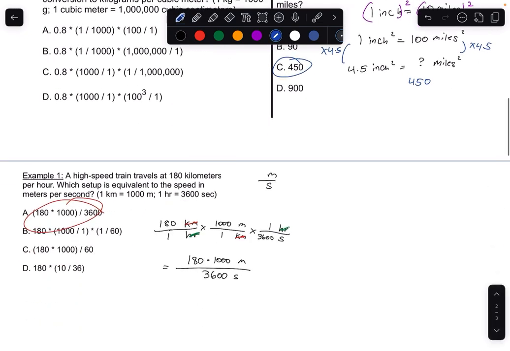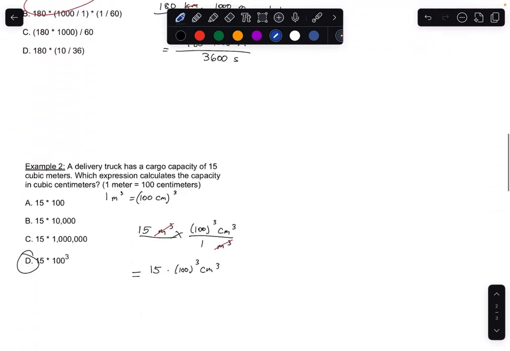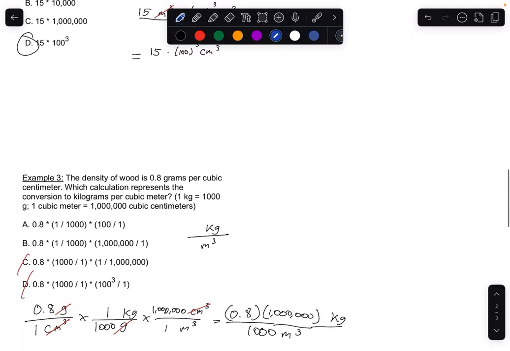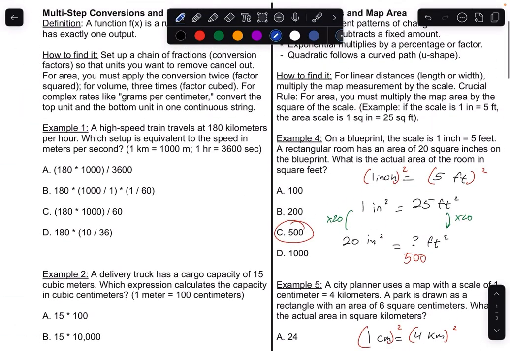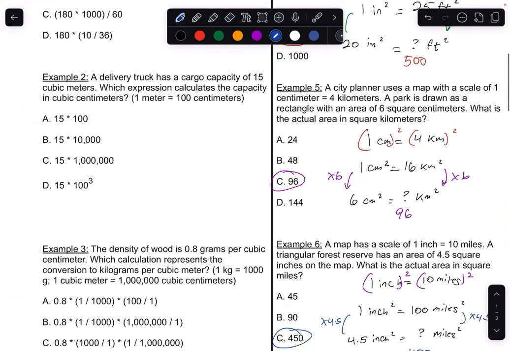So conversion of units is very, very similar to chemistry, dimensional analysis, and then also some scaling up and scaling down, very similar to our first unit about proportions and unit rates.